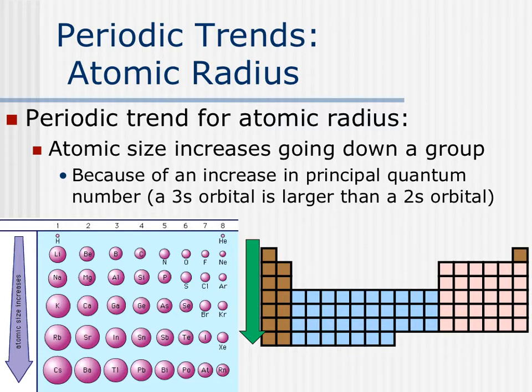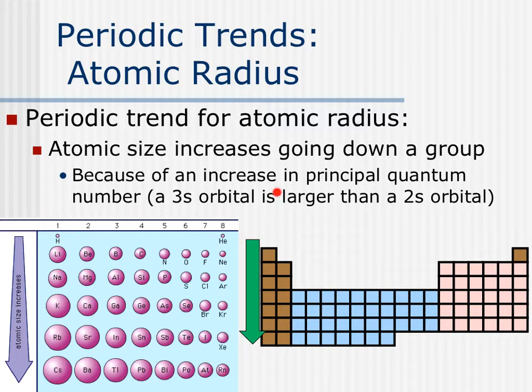Now, like I said, we were going to talk about the periodic table trends tonight. So you're going to need to know the definition of each trend, what each trend is, and then how it occurs on the periodic table. So the periodic trend for atomic radius says that the atomic size increases going down a group. If we look over here going down a group, you can see that the atoms are getting bigger.